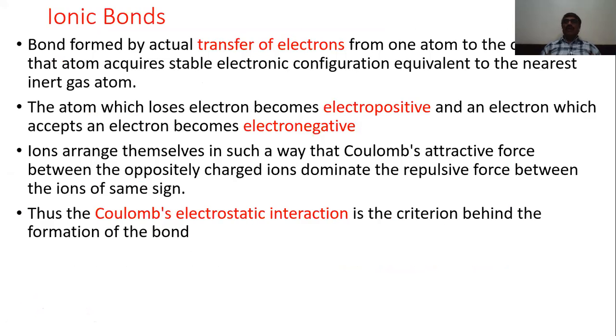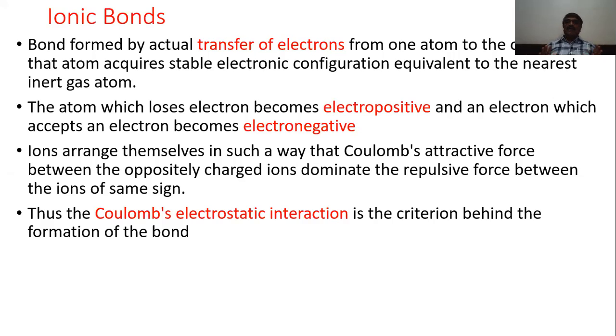Now, the question is, what happens when the transfer of electron takes place from one atom to another atom in a solid? In that case, both the atoms, the atom from which the electron is transferred and the atom to which the electron is transferred, both acquire a stable electronic configuration. And which are the atoms in the periodic table which have stable electronic configuration? These are the atoms of noble gases or inert gases: argon, krypton, xenon, radon, neon, etc.